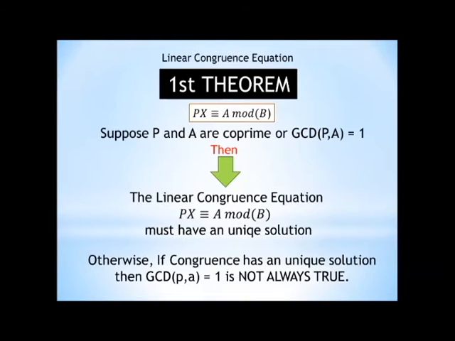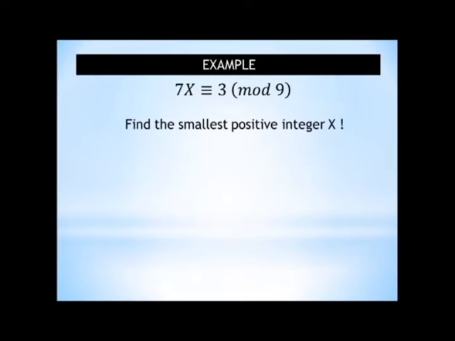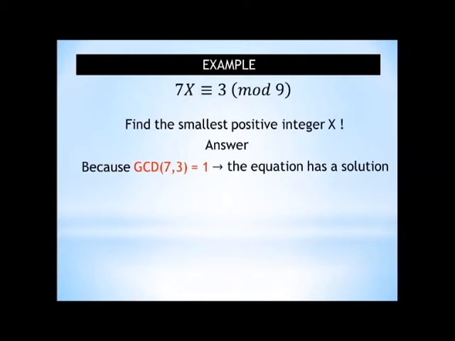Now let's handle some examples. Here we go. Here the equation is 7x ≡ 3 mod 9, and we must find the smallest positive integer x. Answer: according to the first theorem, the GCD of 7 and 3 is 1, so the equation has a solution.